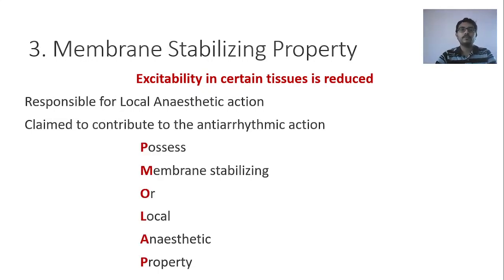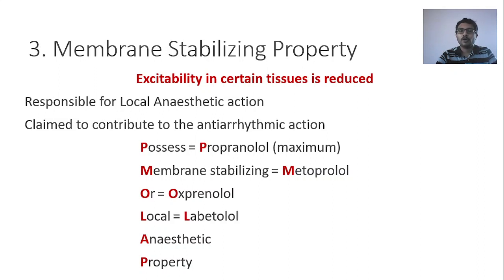Let us see which are the beta blockers having the membrane stabilizing property. Again, there is a beautiful mnemonic for this: possess membrane stabilizing or local anesthetic property. P for propranolol. Propranolol has maximum membrane stabilizing property, and this is also the reason why we should not use propranolol as an intraocular formulation. M for metoprolol, O for oxprenolol, L for labetalol, A for acebutolol. Again, third time we are saying acebutolol. P for pindolol. So all these are the beta blockers which have membrane stabilizing property.